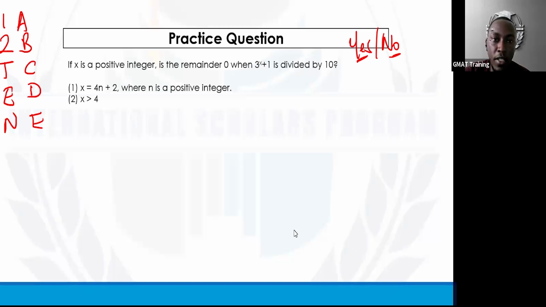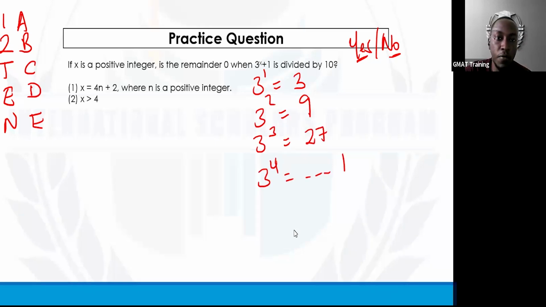that means, let's say, 3 to the power X. How many cycles does it have? The cyclicity of 3 is 4. Let's give it a try. 3 to the power 1 should be 3. 3 squared, 9. 3 to the power 3 should be 27. 3 to the power 4 should end in 1 because of 81. 3 to the power 5 ends in 3. 3 to the power 6 ends in 9. So 1, 3, 9, 7.